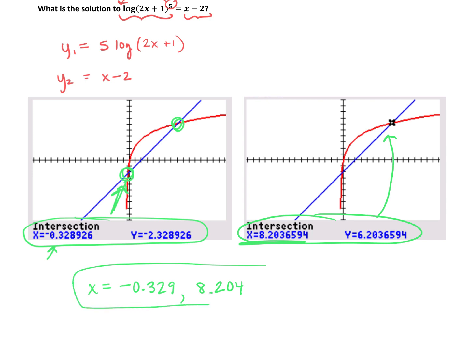And those are our two solutions to the equation for x. The reason why we have two is that when we graph both sides of our equation, we can see that there are two intersection points. And again, it's the x values of the intersection points that are solutions to the original equation.